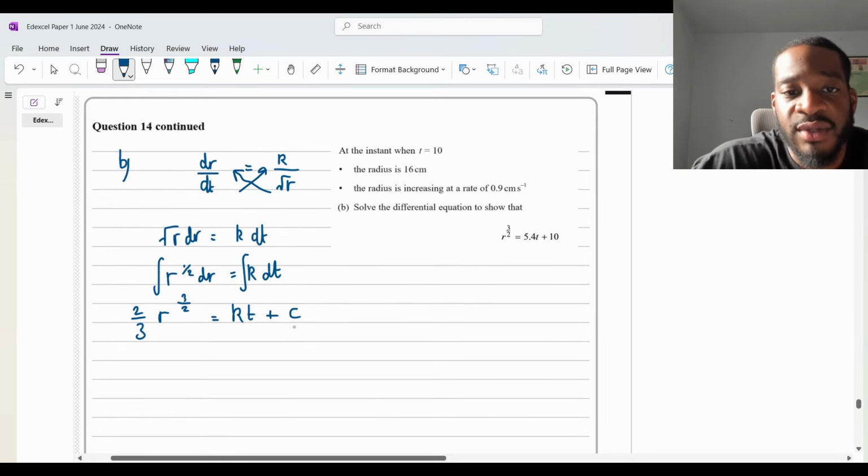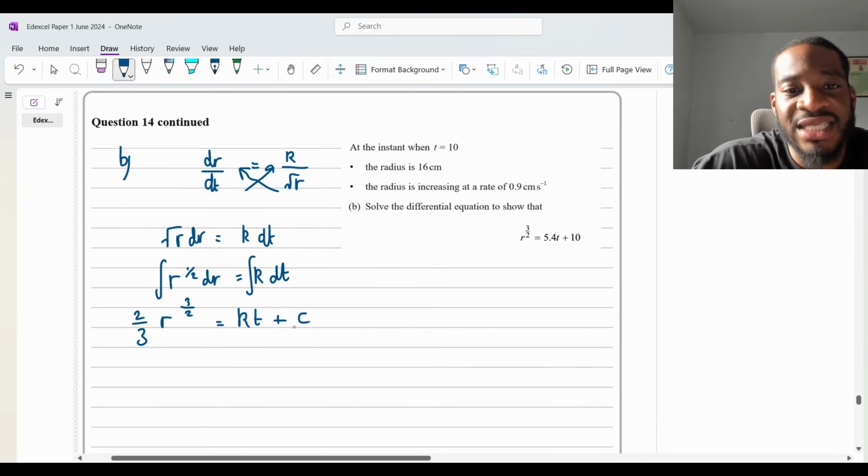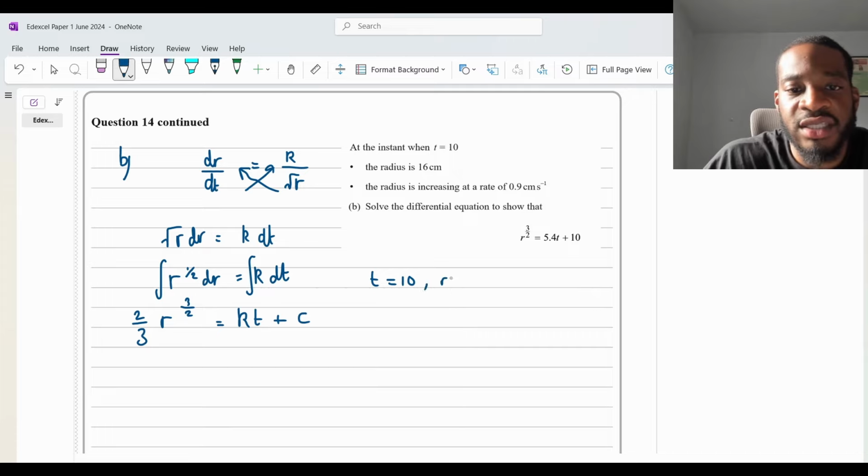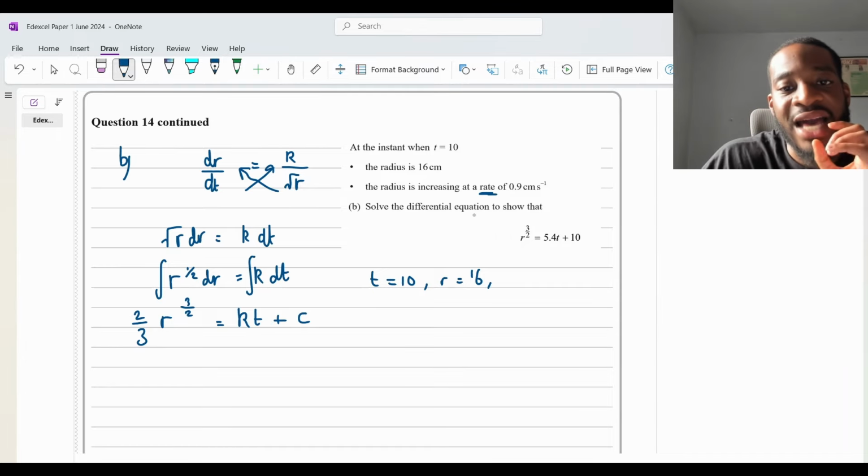Let's look at the information given to us. They said at the instant when t is equal to 10, the radius is 16. So let's write that. When t equals 10, what do we know? We know that the radius is equal to 16. And what we also know is that the radius is increasing at a rate of 0.9 centimeters per second. Again, when you see that word rate, that is dr by dt. That is just dy dx, right? In this context, it's the radius, so it's dr by dt, and this is equal to 0.9, okay?